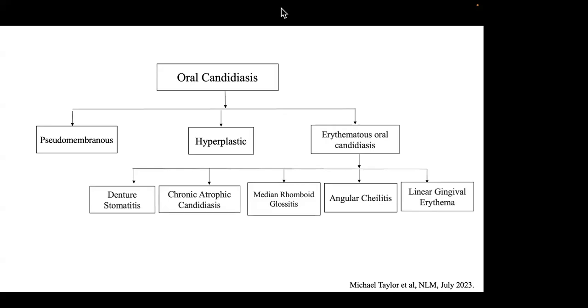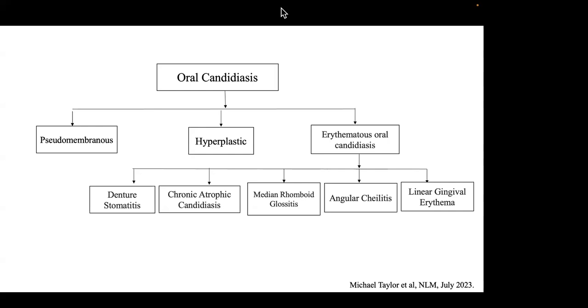Other relatively uncommon forms include hyperplastic candidiasis, which most commonly involves the labial commissure and the dorsal aspect of the tongue. The finding here is that these hyperplastic lesions cannot be wiped off. Erythematous oral candidiasis is again a rare form which can have various presentations, which includes denture stomatitis, typically found in patients who use removable prostheses like dentures, and it is limited to the mucosa beneath the denture. It does not go beyond that.